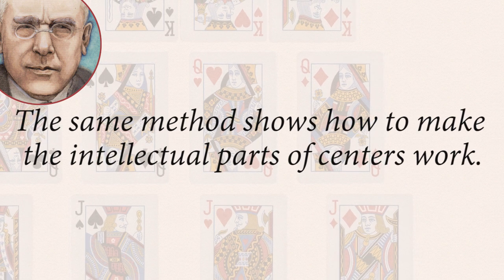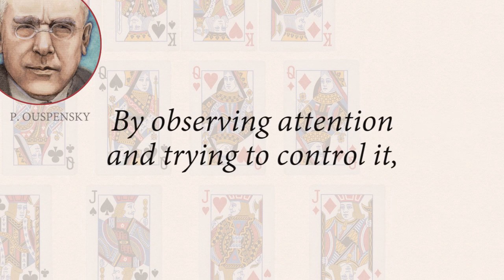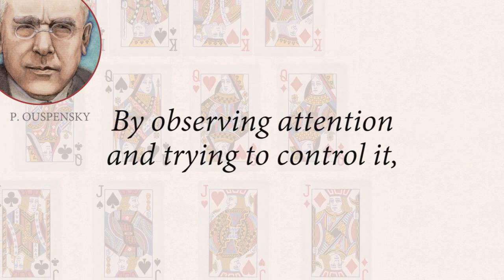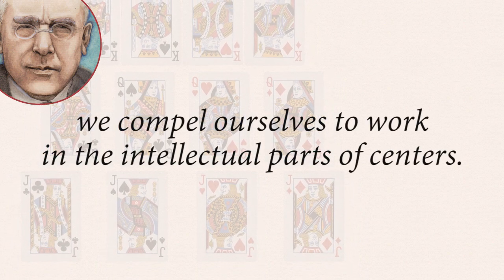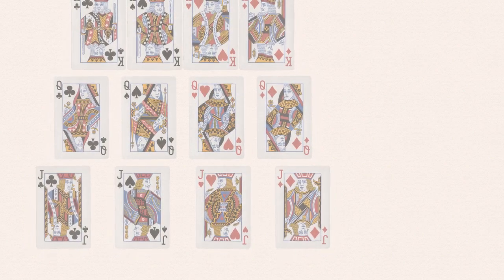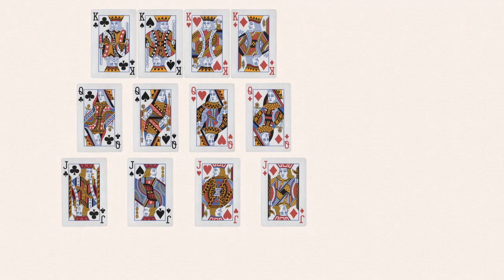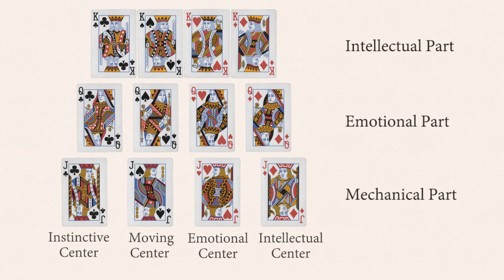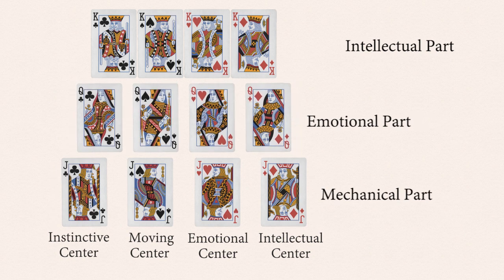The same method shows how to make the intellectual parts of centers work by observing attention and trying to control it. We compel ourselves to work in the intellectual parts of centers. The division of centers into jacks, queens, and kings is especially helpful for self-observation because part of one center will predictably stimulate the same part in another. Mechanical parts stimulate each other, emotional parts stimulate each other, and intellectual parts stimulate each other.